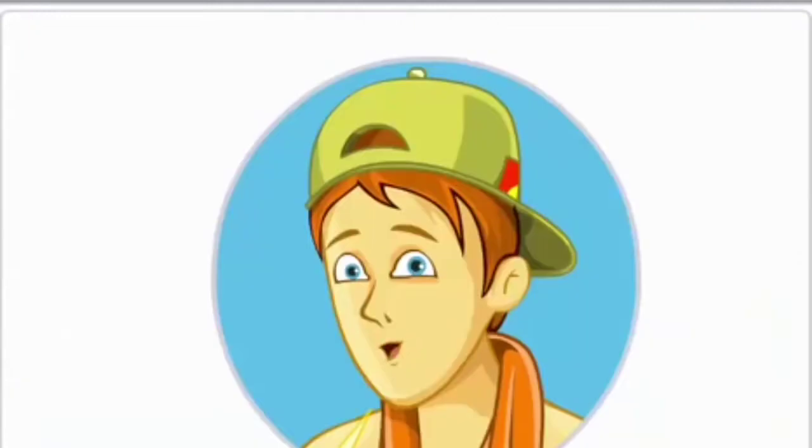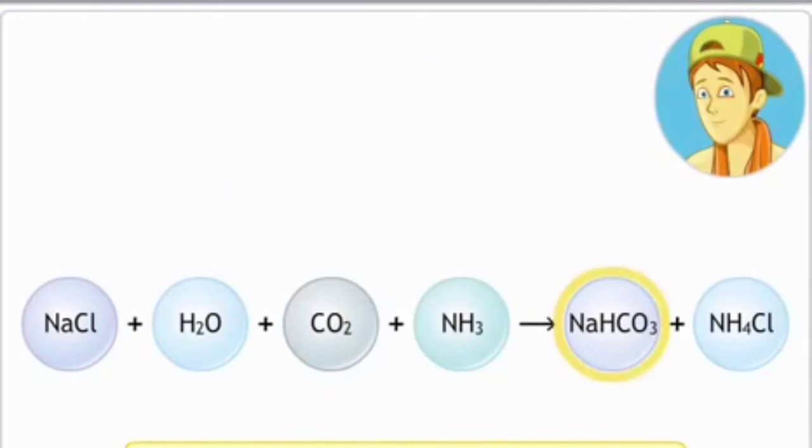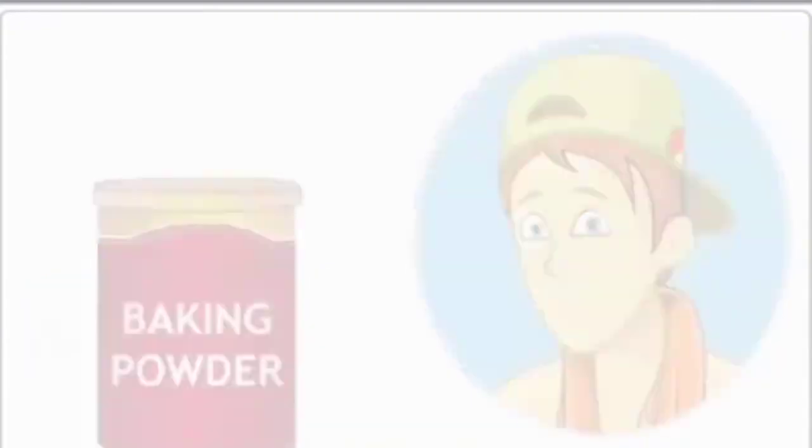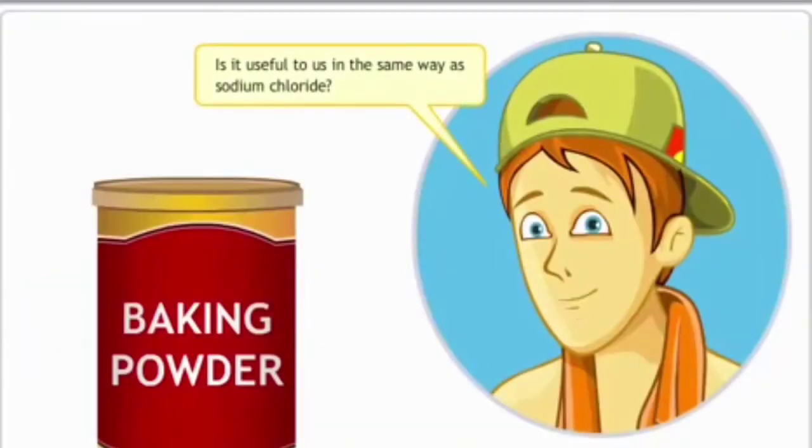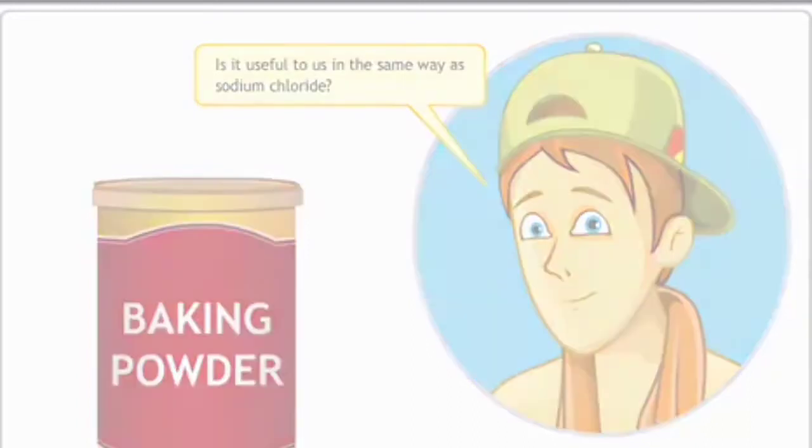Do you know how we are obtaining this sodium bicarbonate? Yes, we are obtaining this sodium bicarbonate from sodium chloride, water, carbon dioxide along with ammonia, and it will give you sodium bicarbonate and ammonium chloride. Is it useful, this baking powder? Yeah, it is really useful.